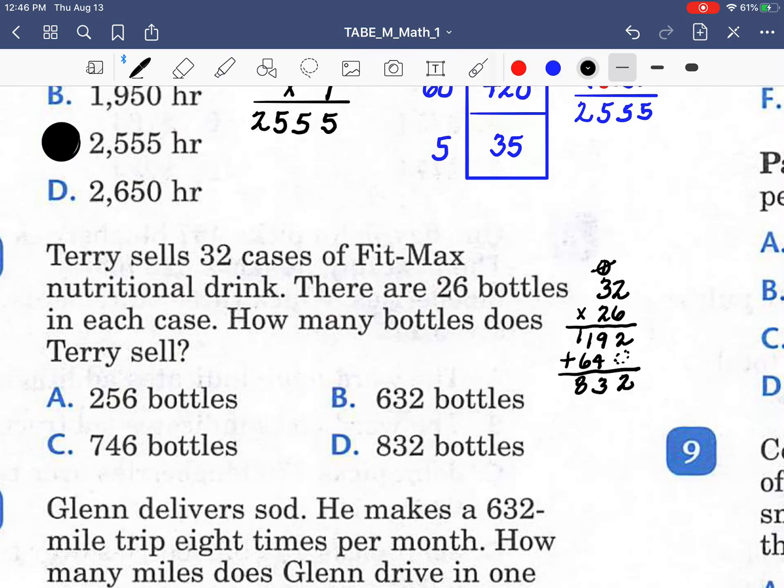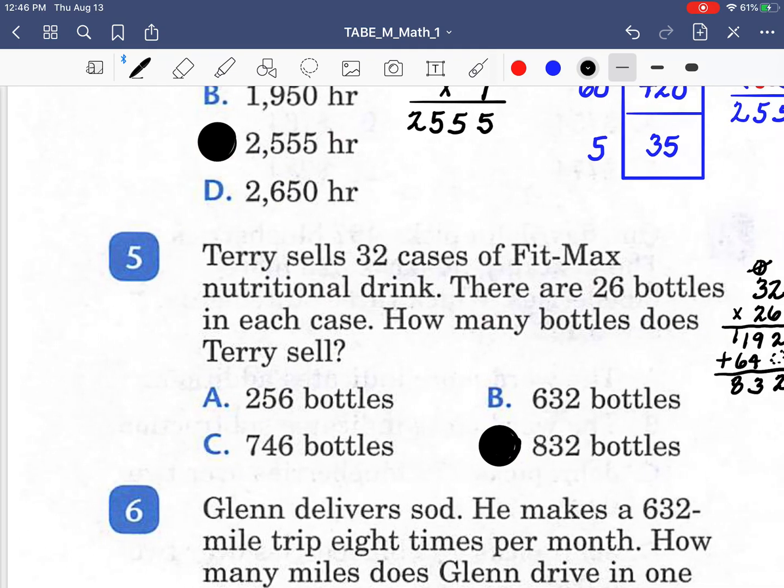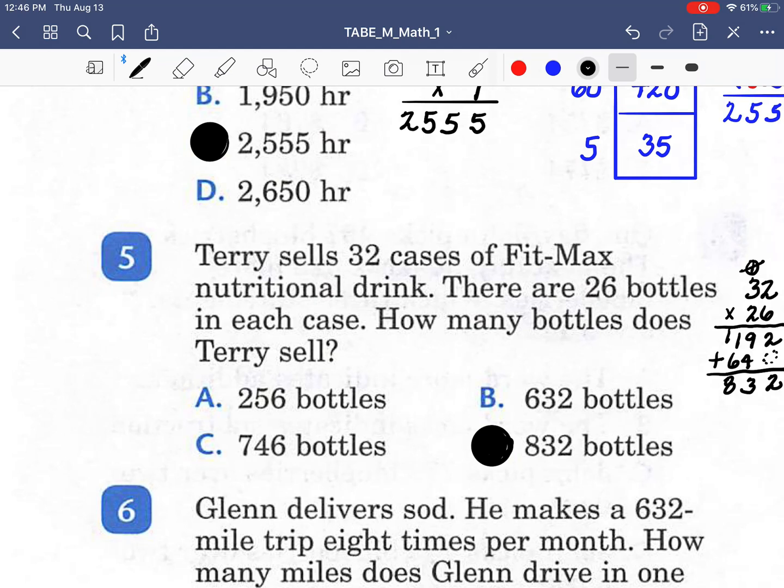So I am thinking 832. This is number 5. The answer is D. But let me show you the area model for this one. This is a good one to show area model. And I'll come over here to this side to do that.